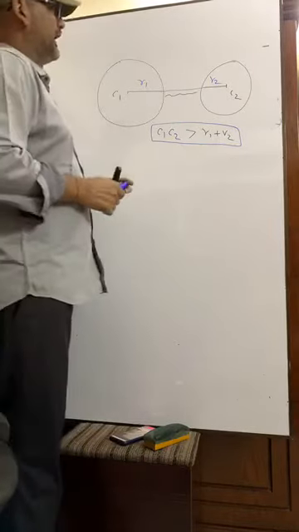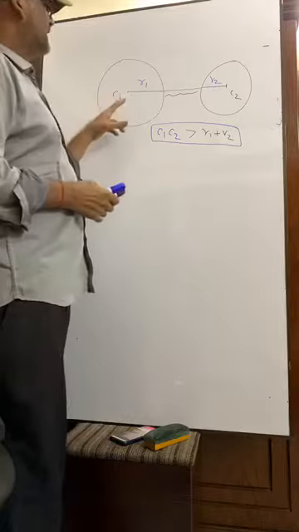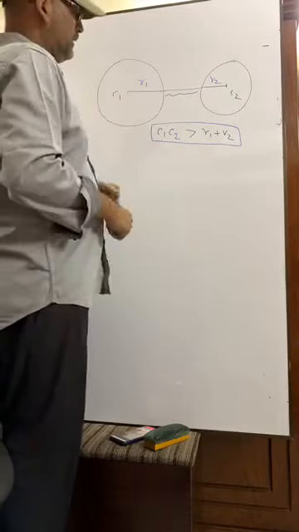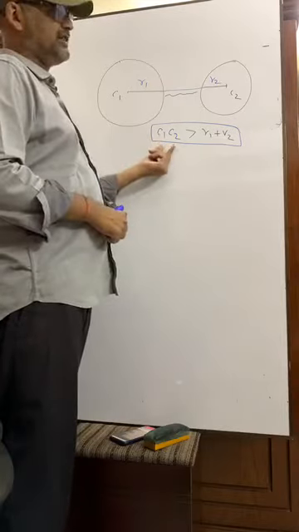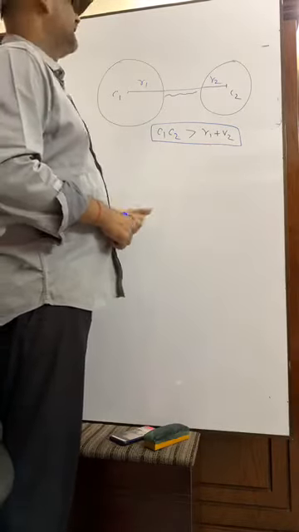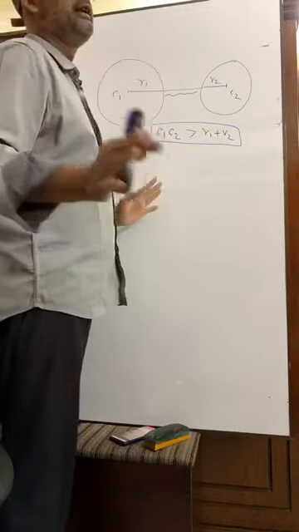So what will you do? At first, you will determine the centers of the two circles and their radii. If the distance between the centers is greater than the sum of their radii, then it means that they don't touch or they don't intersect.